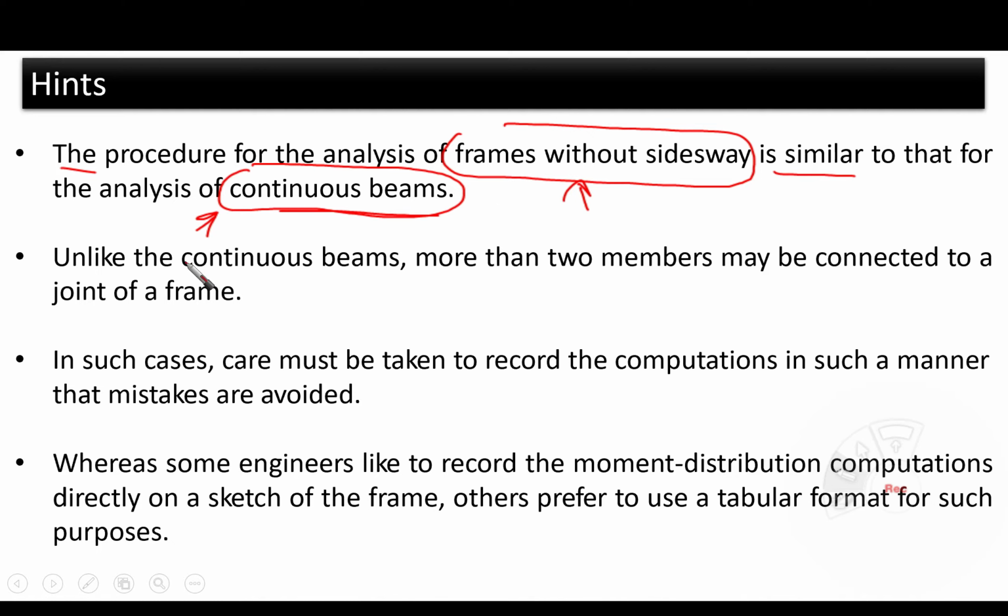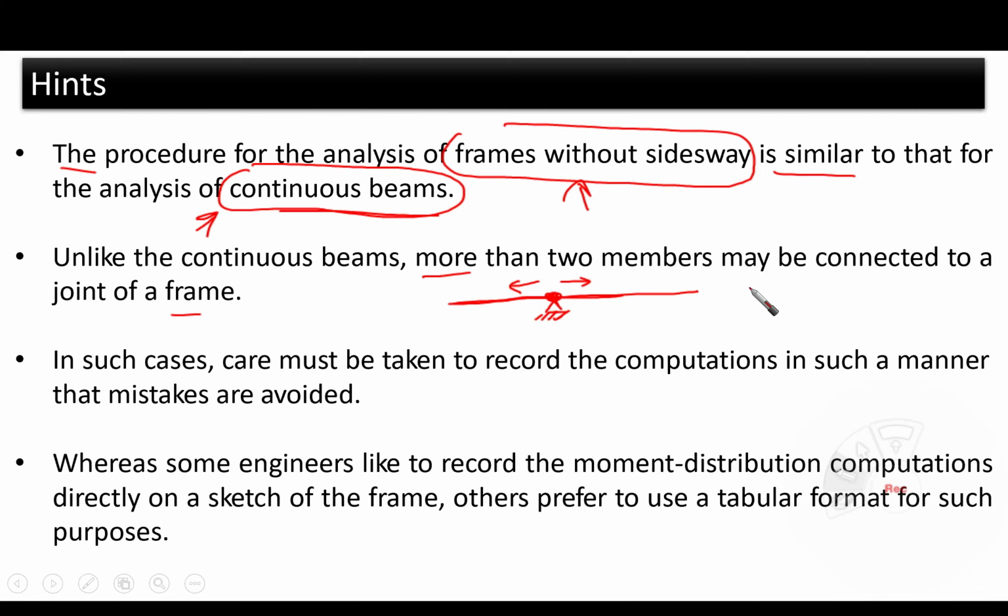The main difference between the application of moment distribution on continuous beams and frames without sidesway that we might face is that more than two members may be connected to a joint of a frame. Commonly, whenever we have a continuous beam, we are facing the situation that at one particular support or joint we have two members only, to the right and to the left. So this is easy for us to tabulate whenever we are using the tables, for example, to report the factors and the fixed end moments and the carryover moments and so on.